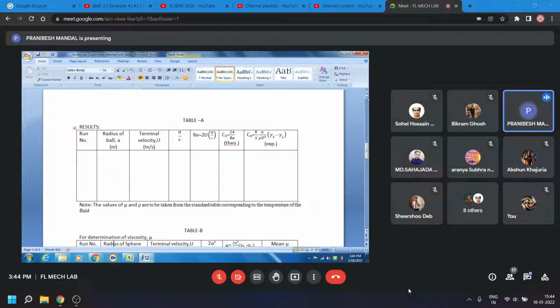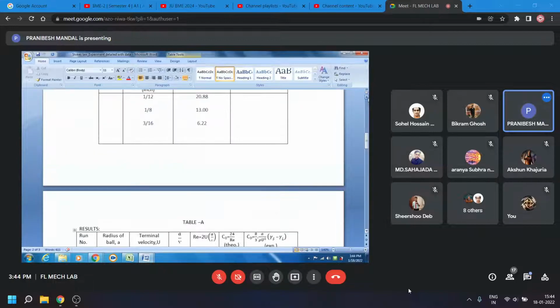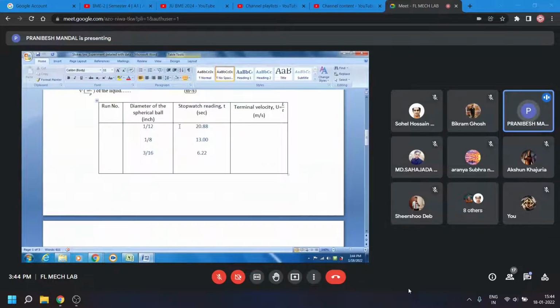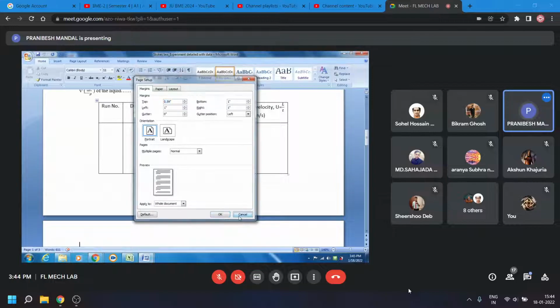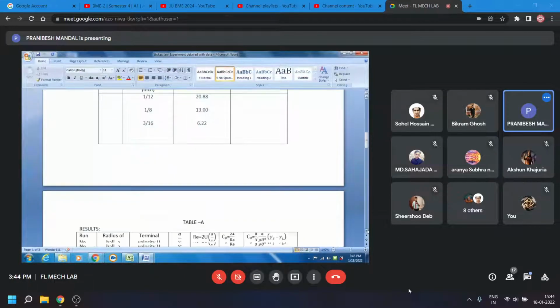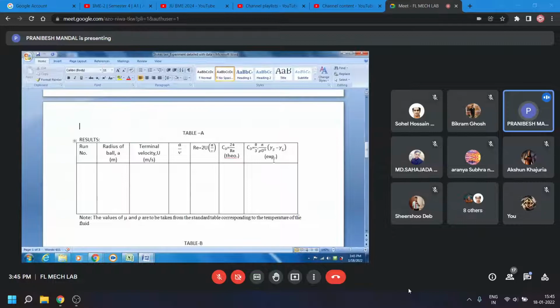So what you need to do is that these are the data that are already taken. I will show you this data, no problem. And using the data, you have to fill up the chart. You have to calculate and fill up this chart. Got my point or not? Yes, sir. Okay.